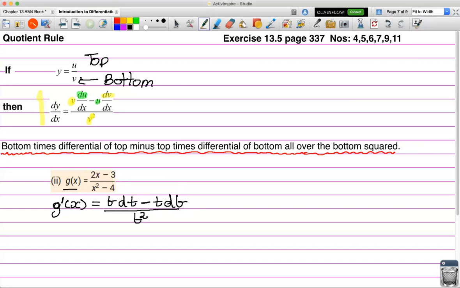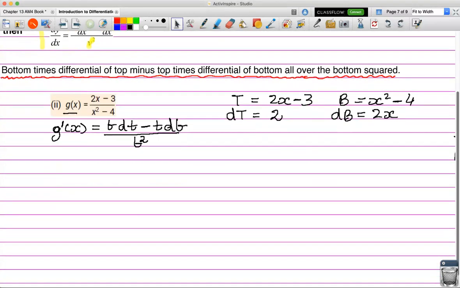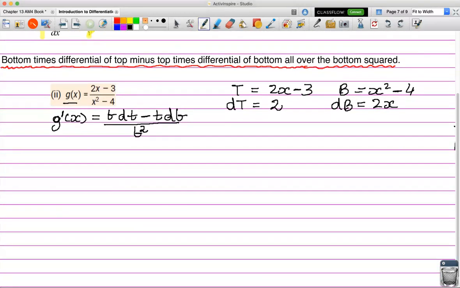Over here, we're going to write down what they all are. The top is 2x minus 3, so the differential of the top is going to be equal to 2. The bottom is going to be equal to x squared minus 4, so the differential of the bottom is going to be 2x. So all we've got to do now is sub this in.